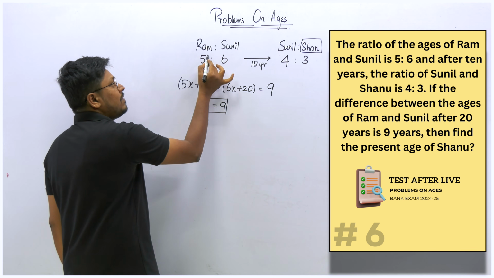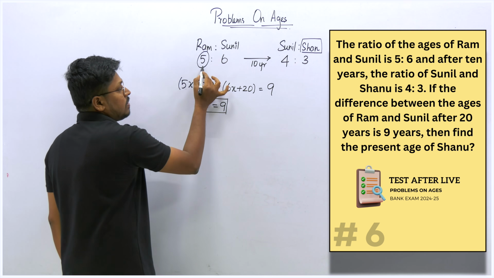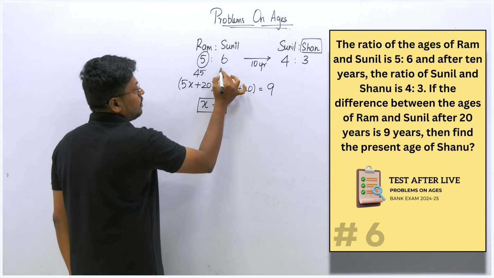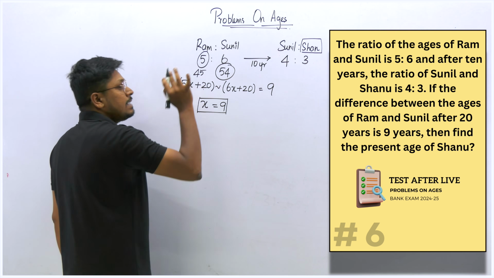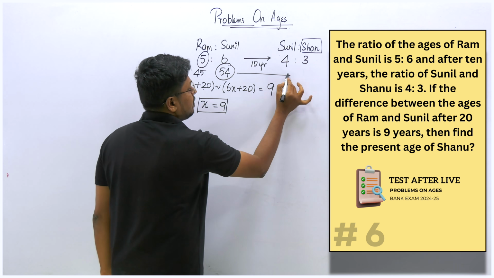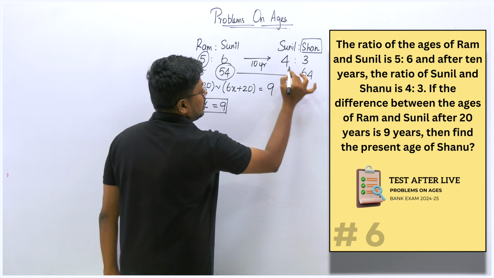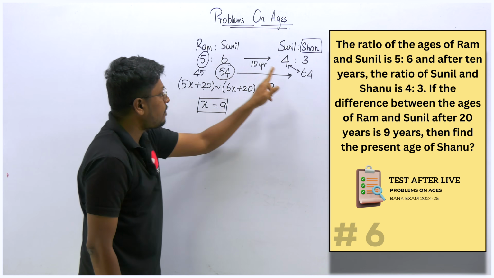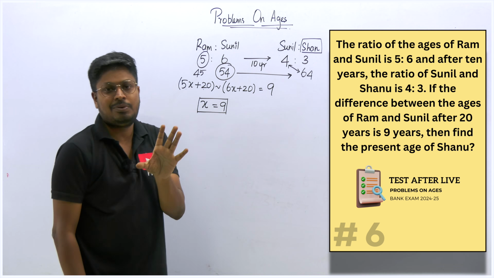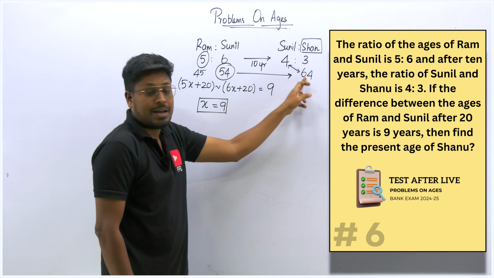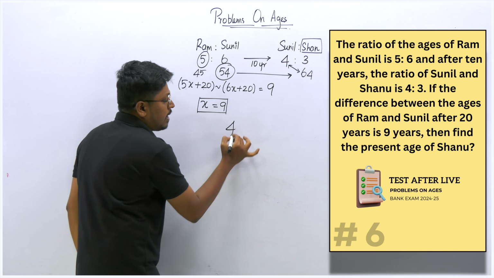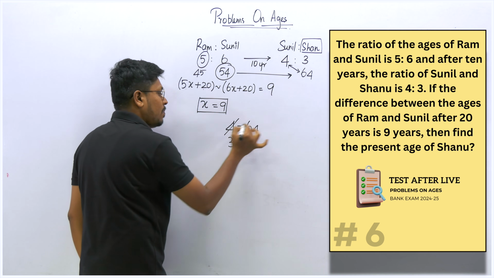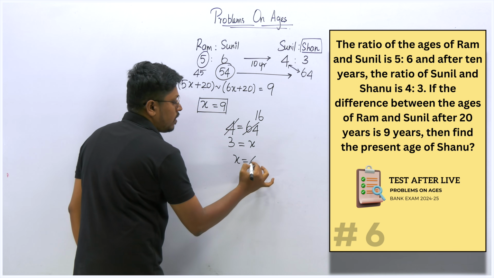By using this value, we can easily find the age of Ram. Ram is 5x, 9 into 5 is 45. Sunil is 6x, 9 sixes are 54. So 54 is the present age of Sunil. After 10 years, the age of Sunil will be 64. So this 4-part Sunil age is 64, because after 10 years they have given the Sunil and Shannu ratio. 4 parts equals 64, so what is 3 parts? 3 parts equals x. One part is 16, so x is equal to 48.